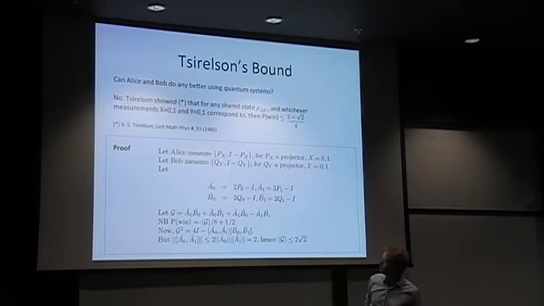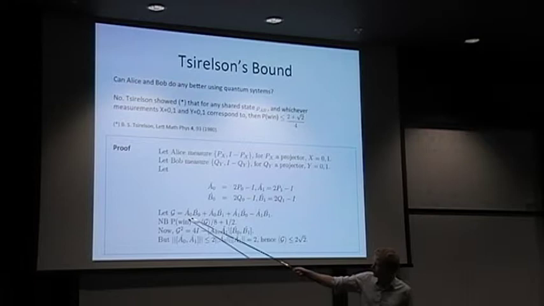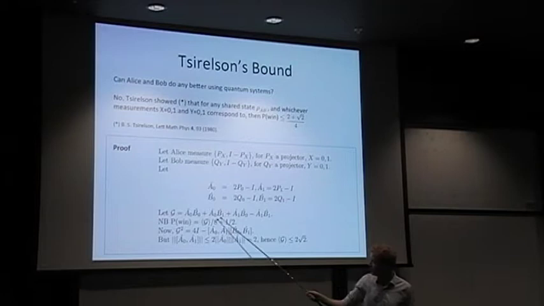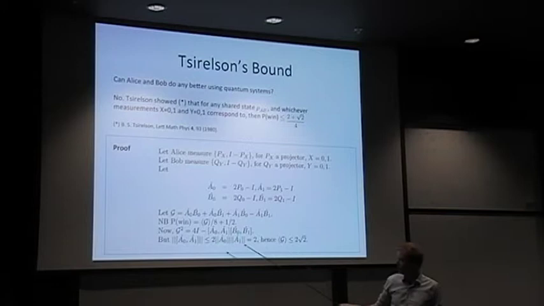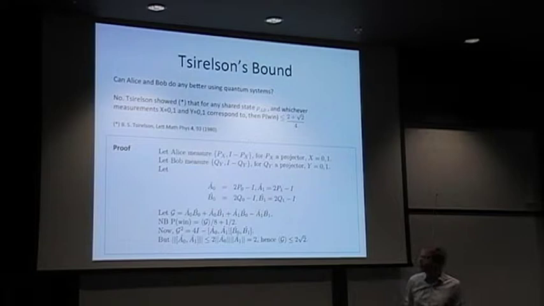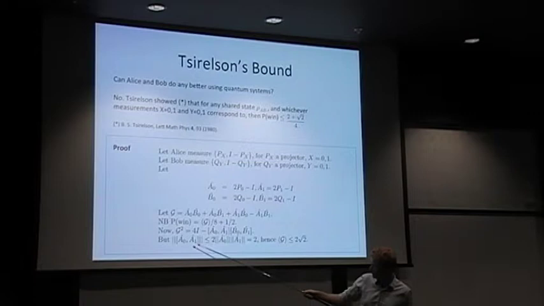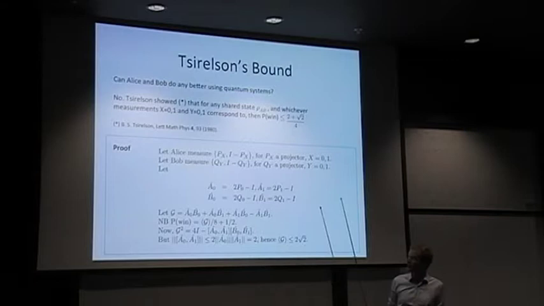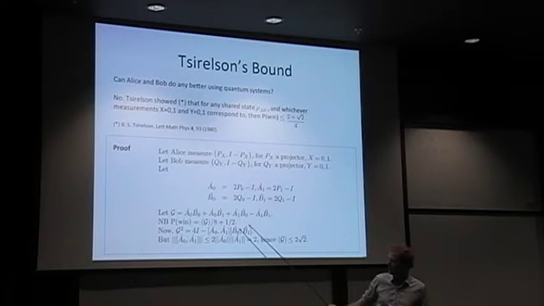So this is an operator, which is this sum of products of the A's and B's. Now it's simple to see that the probability of winning that game will be the expectation value of this operator under the state rho AB, which is the shared state they have, divided by 4 plus a half. And now a quick little thing. Can show that G squared is equal to this, and there it's written in terms of commutators in A and B. And this here is the standard operator norm. So the operator norm of that commutator is less than or equal to 2 times norm of A0 times norm of A1, which is 2. Hence, expectation value of G is less than or equal to 2 root 2. And you'll get that P of win is less than or equal to that, which is what we said.